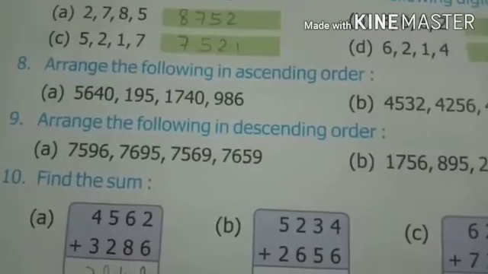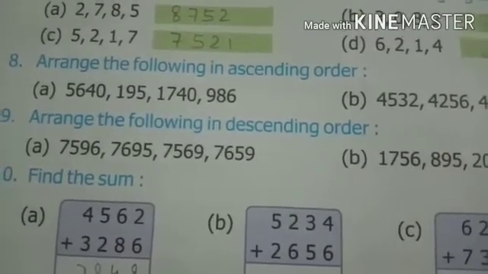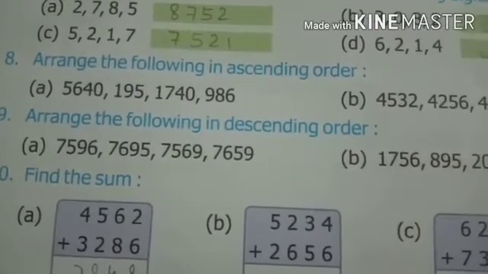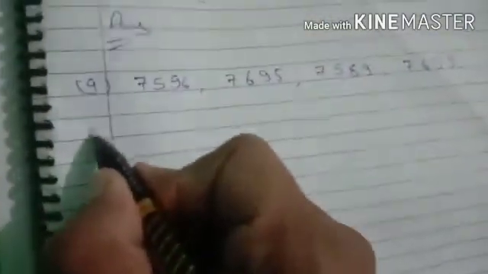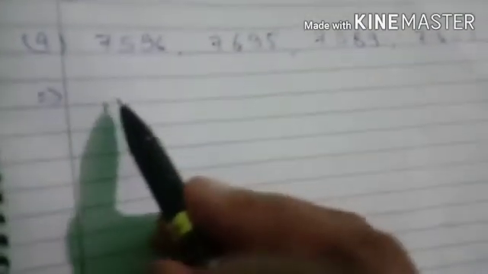7,596, 7,695, 7,569 and 7,659. Firstly we write the question, then the solution. Students, descending order is opposite of ascending order. In ascending order, we put the smallest number first and the largest number at the last. But in descending order, we put the largest number first.